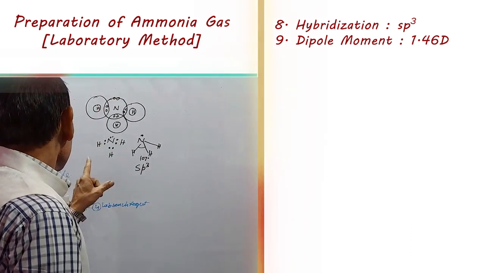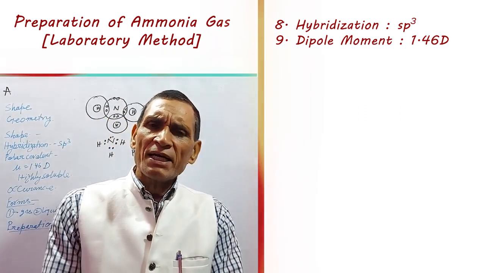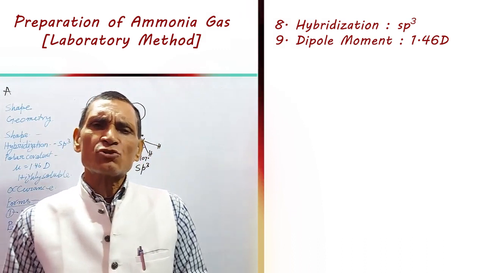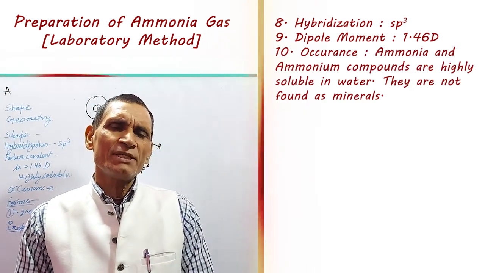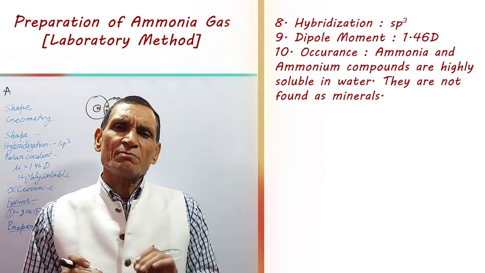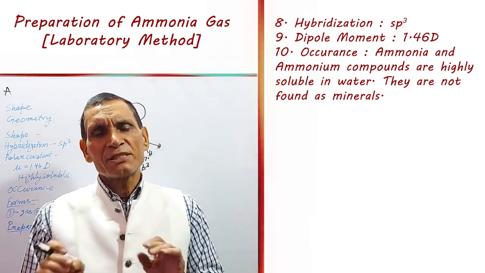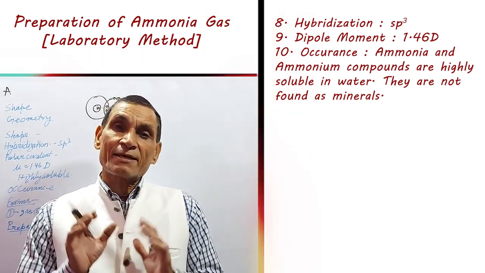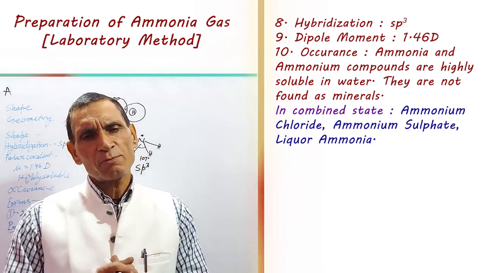Next, now about its occurrence. Ammonia and ammonium compounds are highly soluble in water. This is why they are not found as minerals. Only in volcanic gases may traces of ammonium chloride be present, but it is not found as minerals. In combined state, ammonium chloride, ammonium sulfate, and liquor ammonia are present.